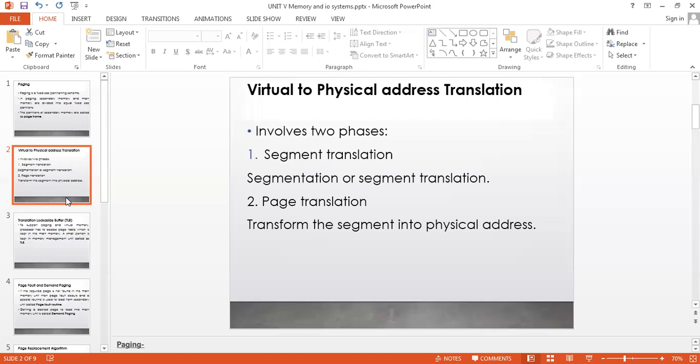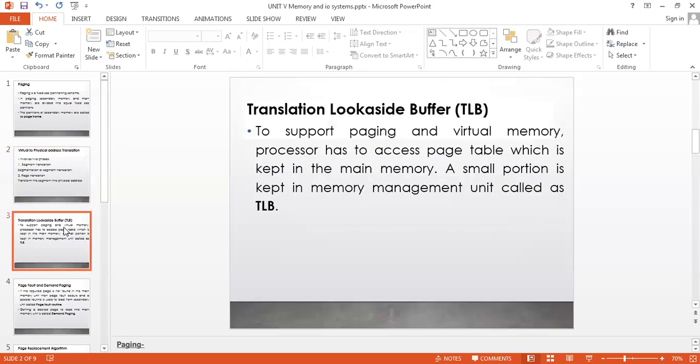So in this representation, we have one buffer, named the translation lookaside buffer. It supports the paging concept and is used for virtual memory. That process has to execute the page table which is held by the main memory. So it is a small portion kept in the main memory, maintained by the memory management unit, called TLB.